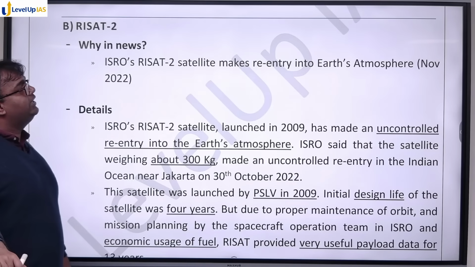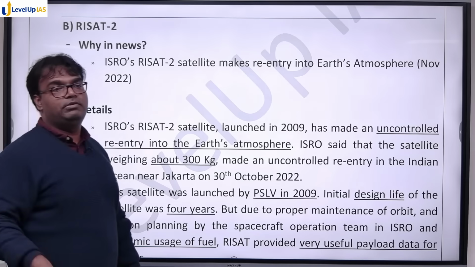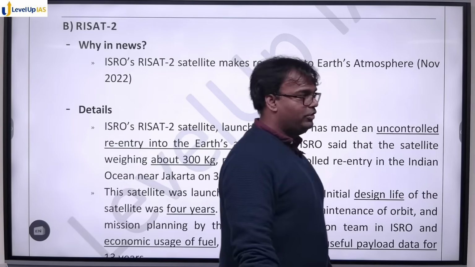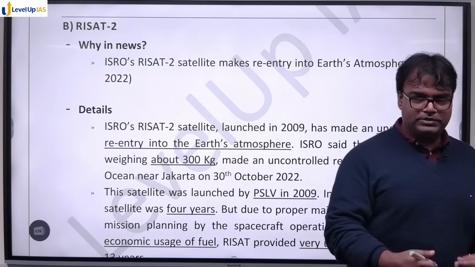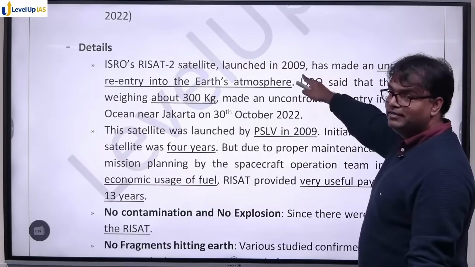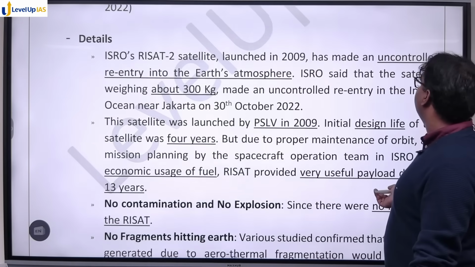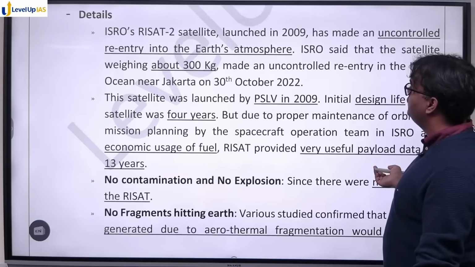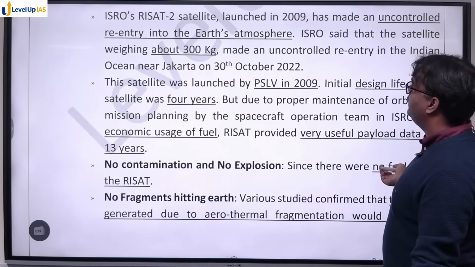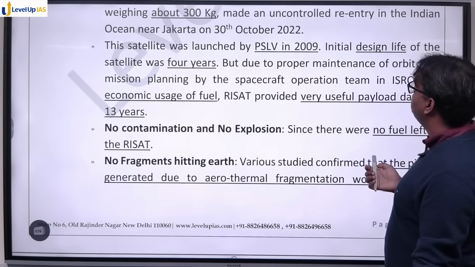ISRO's RESAT satellite makes re-entry into Earth's atmosphere. Re-entry into Earth's atmosphere का मतलब क्या होता है? खराब होने वाला है, गिरने वाला है. ISRO's RESAT-2 satellite launched in 2009 has made an uncontrolled re-entry into Earth's atmosphere. ISRO said that the satellite weighing about 300 kg made an uncontrolled re-entry in the Indian Ocean near Jakarta on 30th October. This satellite was launched using PSLV in 2009.